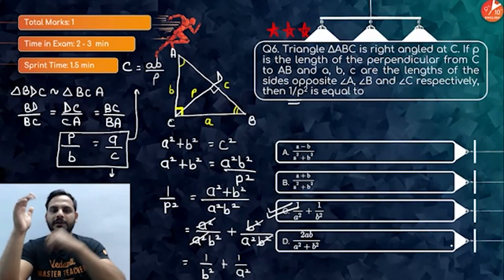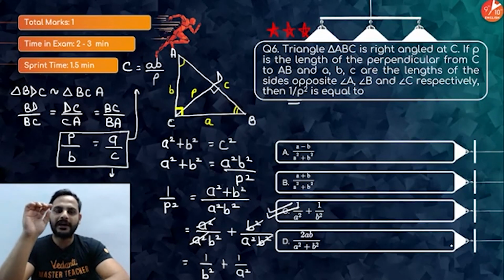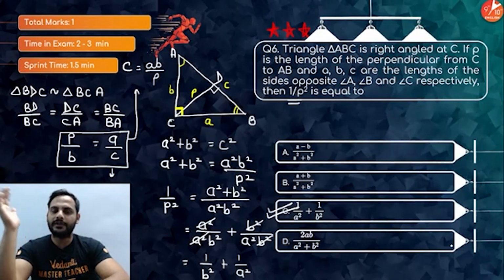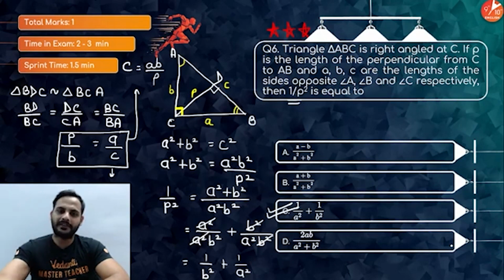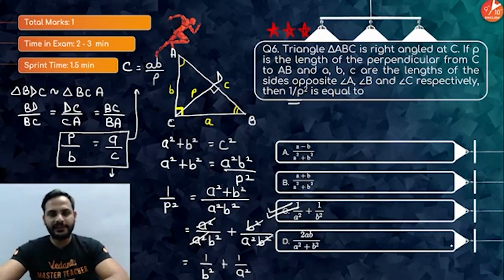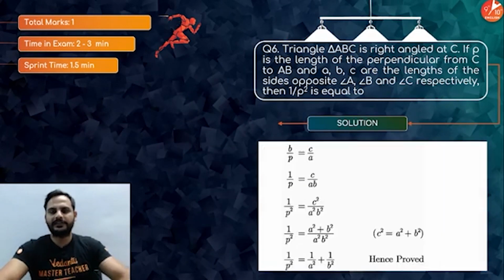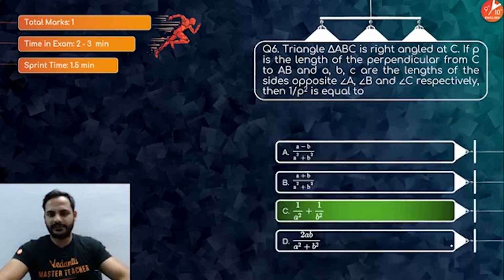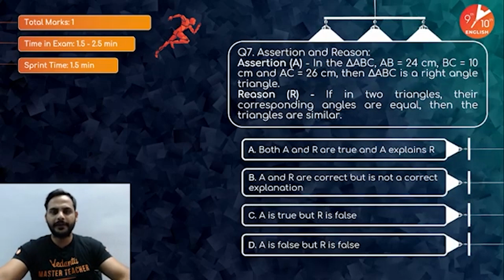So what we have done, first thing we knew that P upon B is equal to A upon C. Then we know that by Pythagoras theorem, A square plus B square is equal to C square. So in place of C, we have replaced C as AB upon P. Solved it, we got 1 by P square as 1 by A square plus 1 by B square. Alright, okay? Amazing question. Very well. Amazing question this is. Okay? Now let's go for assertion and reason type questions.